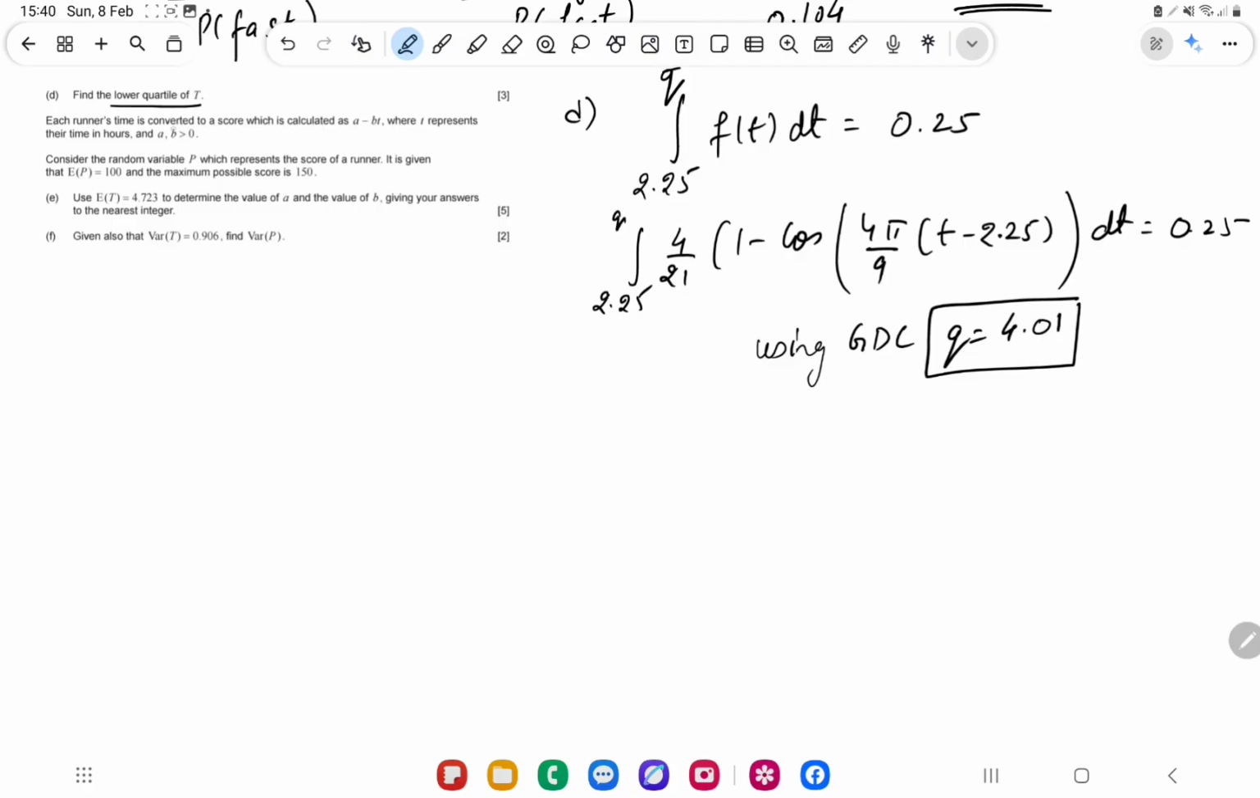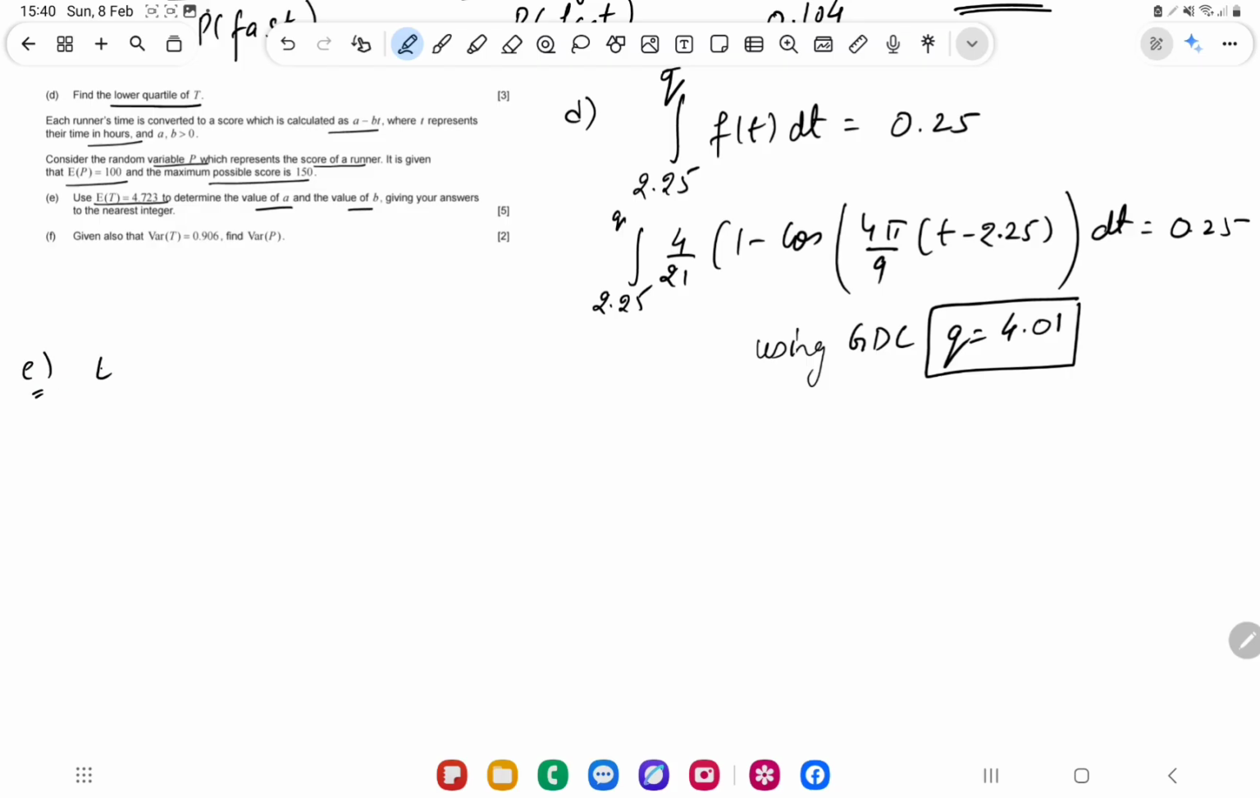Now each runner's time is converted to a score which is calculated as A minus BT, where T represents the time in hours. Consider the random variable P, which represents the score of a runner. It is given that E(P) is 100 and maximum possible score is 150. Now we have to use E(T) as 4.723, determine the values of A and B.